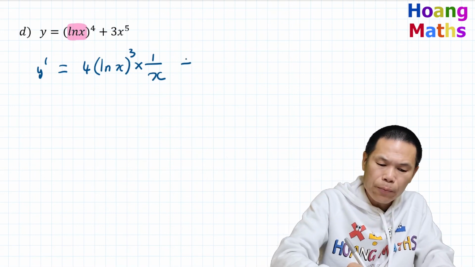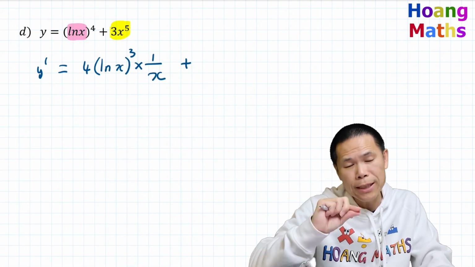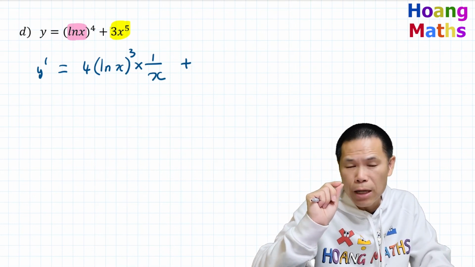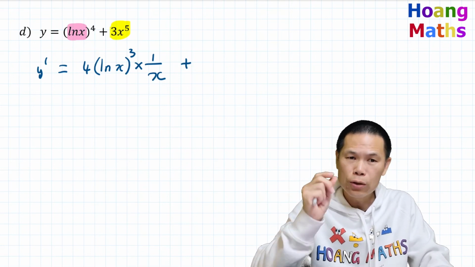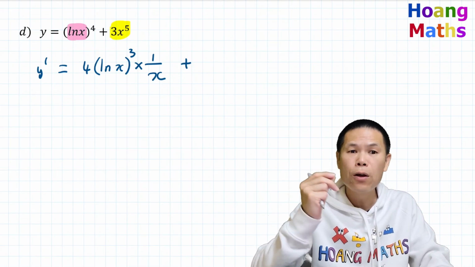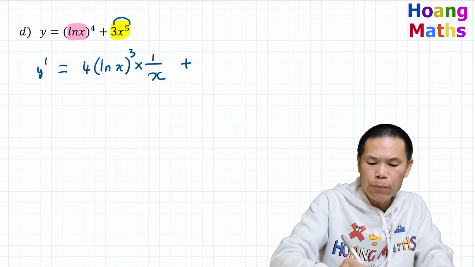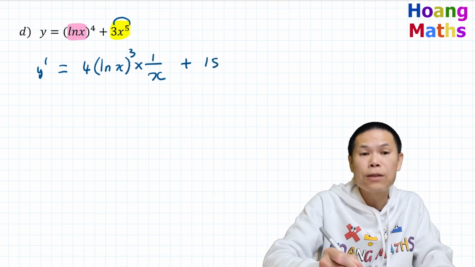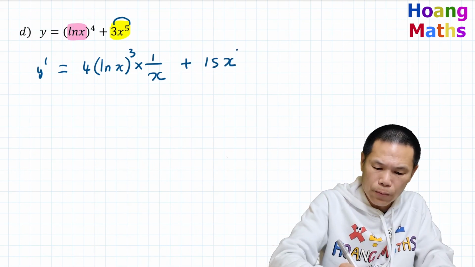So now we add to differentiate 3x to the power 5. The 5 will come down. So we times by 3. So 5 times 3 is 15. And x power 5 will less 1, so becomes 4. So 15x to the power of 4. Let me write this down. That's 5 bring down, so 15, because 5 times 3 is 15. X power 5 minus 1 is 4.